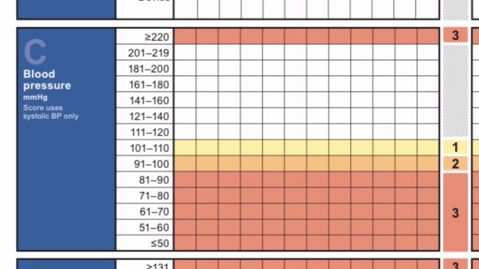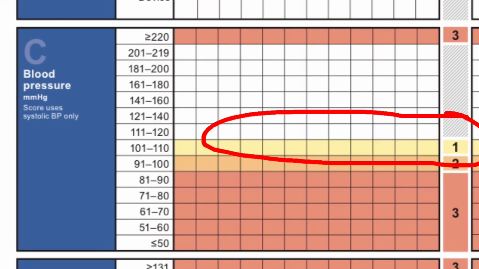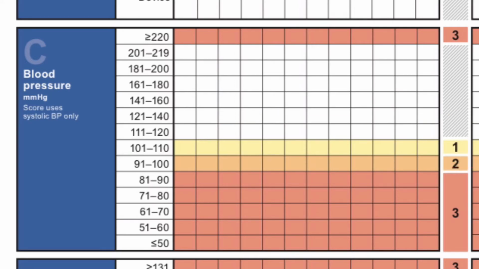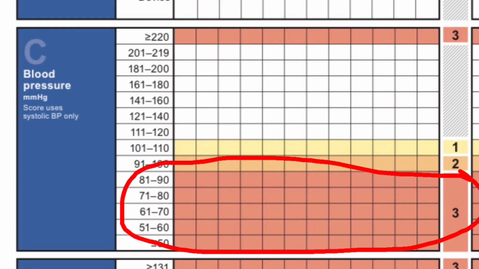The second one, 101 to 110, is a News score of 1. 91 to 100 is a News score of 2. 50 to 90 is a News score of 3. Okay, I hope you understand. So it is not confusing at all.